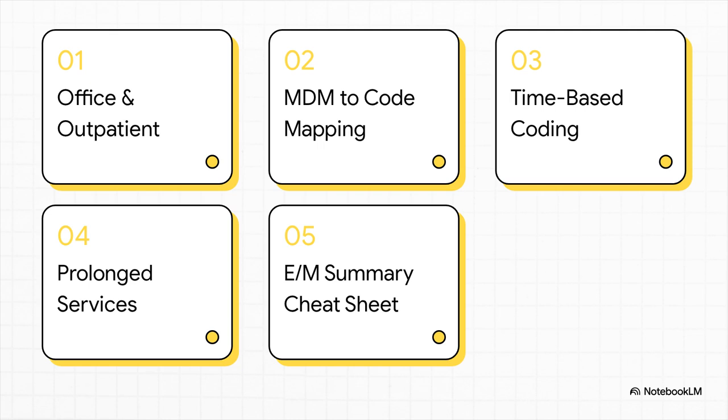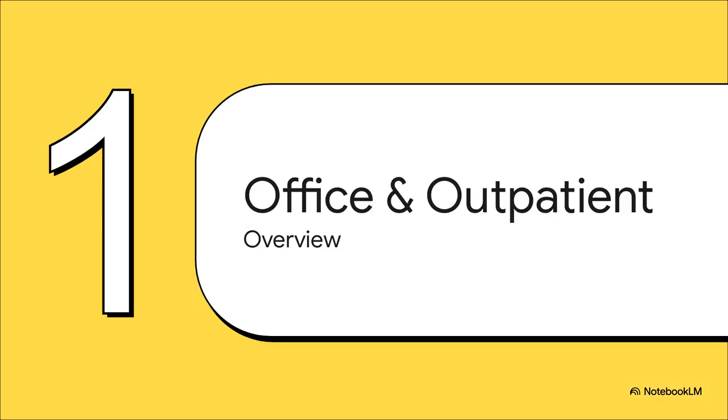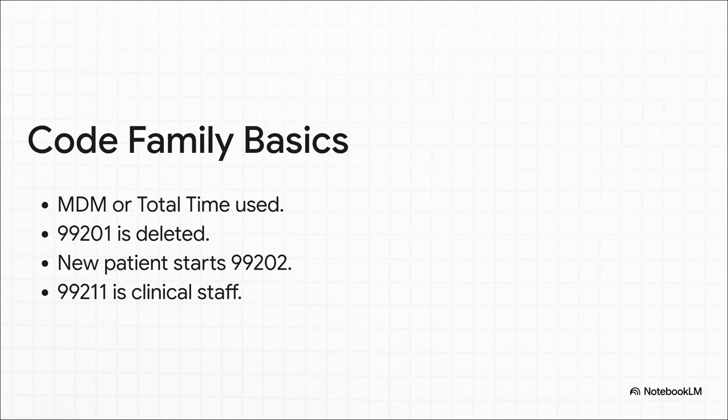Let's get to it. Okay, let's dive into this, starting with a high-level view of the 99202 to 99215 code family. Now, right out of the gate, there is a massive exam trap you've got to avoid. When you're dealing with office and outpatient visits, your code selection is based strictly on either medical decision-making, which we all know as MDM, or total time. That's it. And hey, notice that 99201 is completely gone from the CPT code set, literally deleted. So new patient codes officially start at 99202 now.